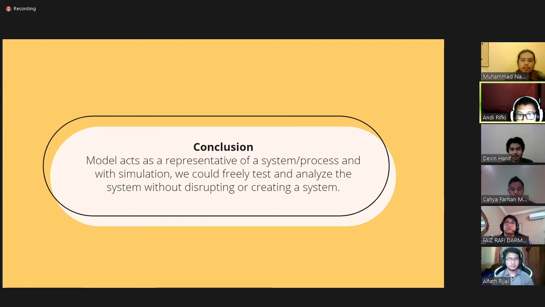So, we have reached a conclusion, which is that a model acts as a representative of a system or process, and with simulation, we could freely test and analyze the system without disrupting or creating a system.